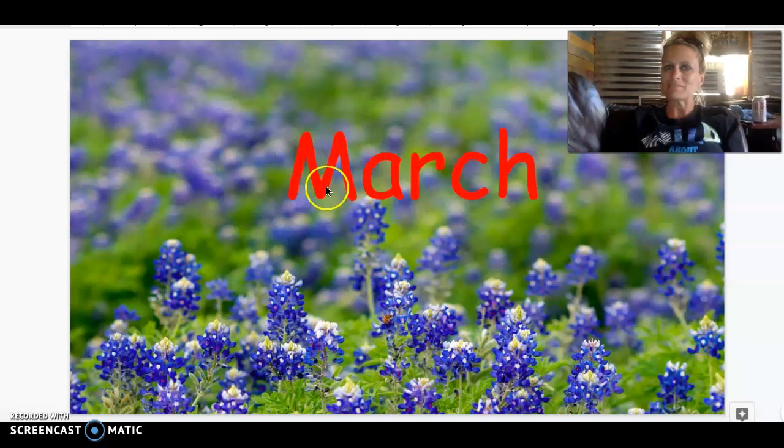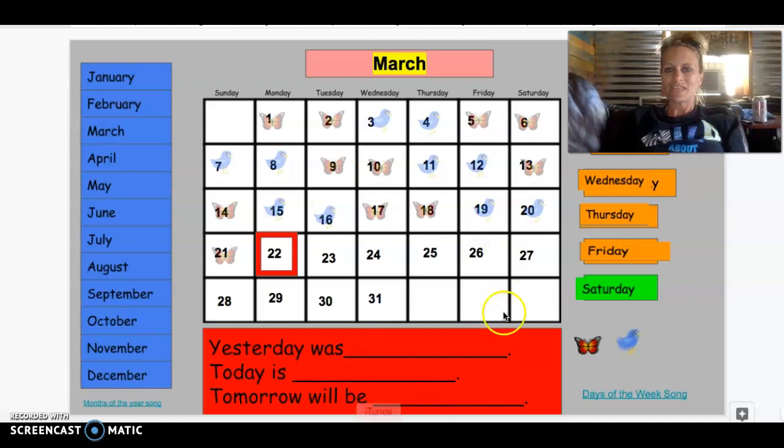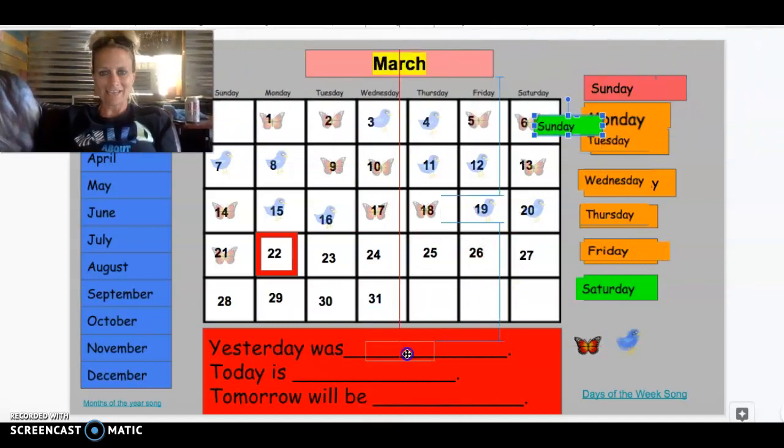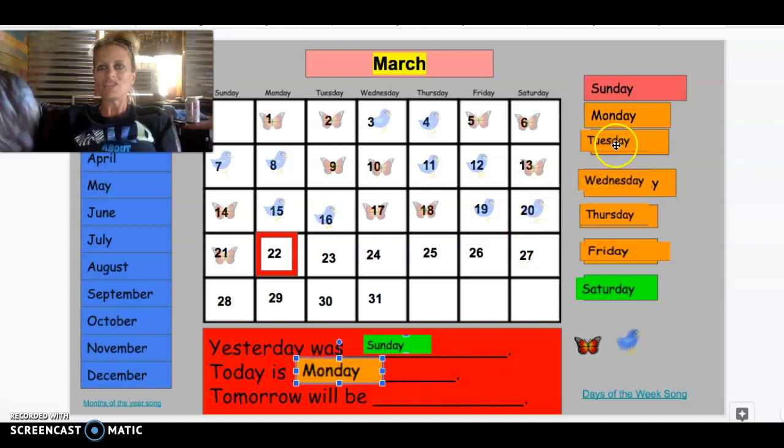Our month is March. Let's spell that. M-A-R-C-H. March. Here is our calendar. Yesterday was Sunday. Today is Monday. And tomorrow will be Tuesday.